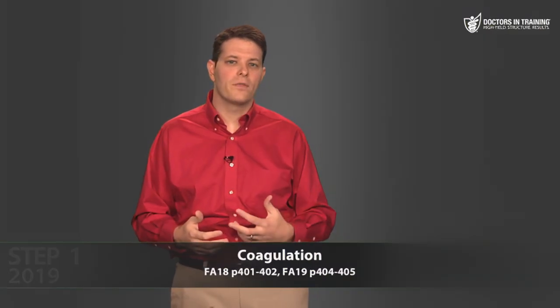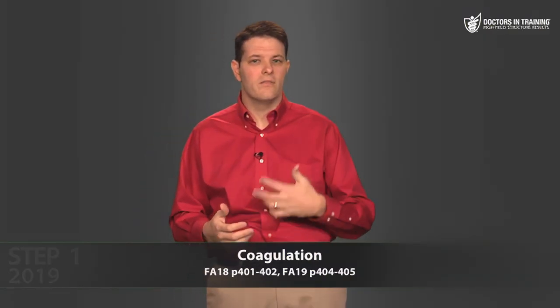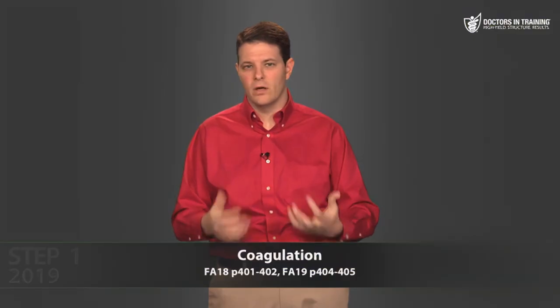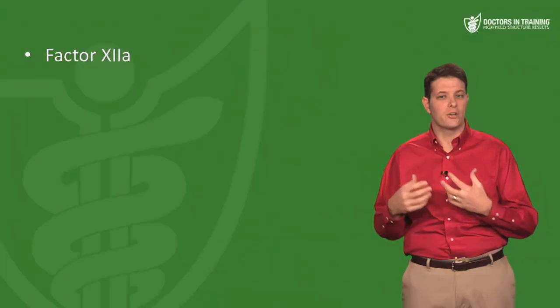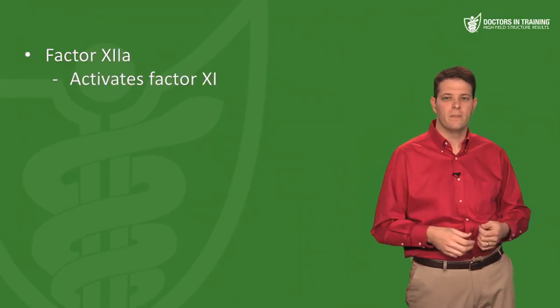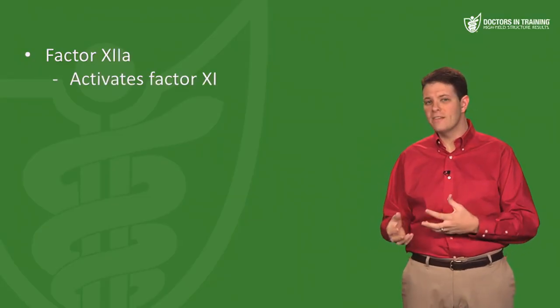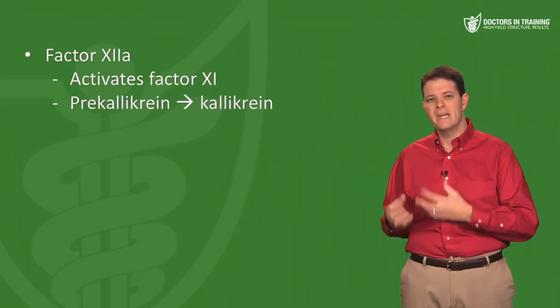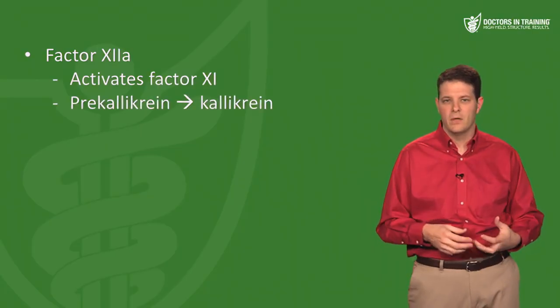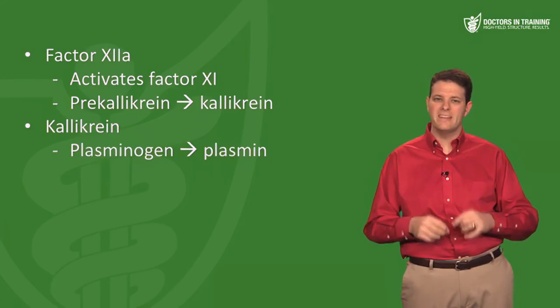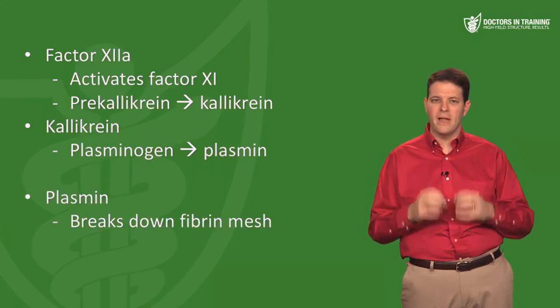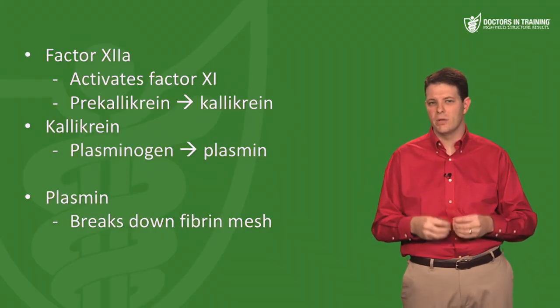Now let's go back and talk about the role of the kinin pathway and the fibrinolytic system in all of this. So at the top of the intrinsic pathway you have factor 12. We said that factor 12A activates factor 11. But factor 12A also has a second function, which is to convert prekallikrein to kallikrein. Then kallikrein cleaves plasminogen to form plasmin. And plasmin is a clot-busting substance. So plasmin breaks down the fibrin mesh in blood clots.